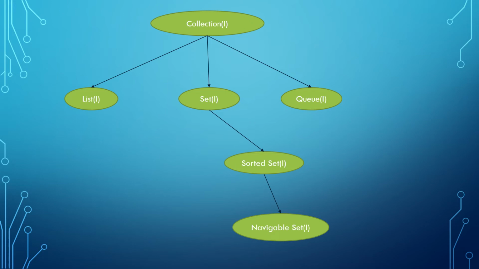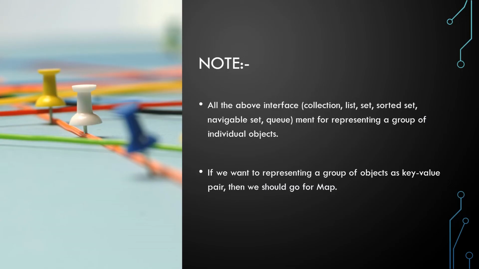This is the diagram which defines all the interfaces in the collections. Collection has three child interfaces: list, set, and queue. Set further has a child interface, sorted set, and it has a child, navigable set. All the above interfaces, collection, list, set, sorted set, navigable set, and queue, are meant for representing a group of individual objects.